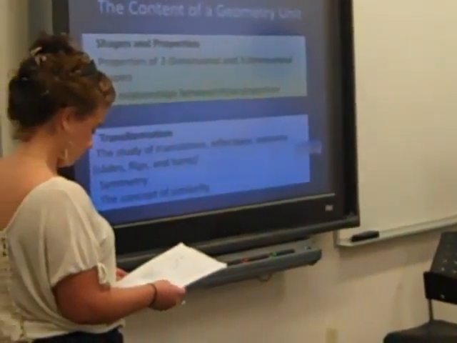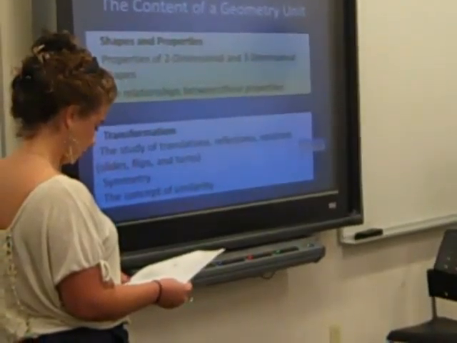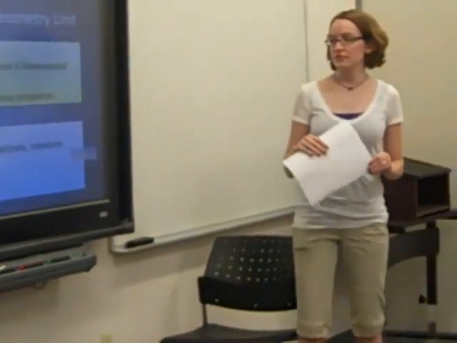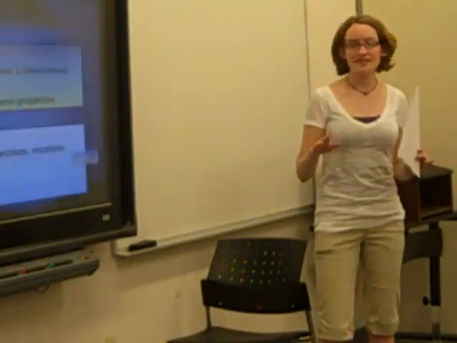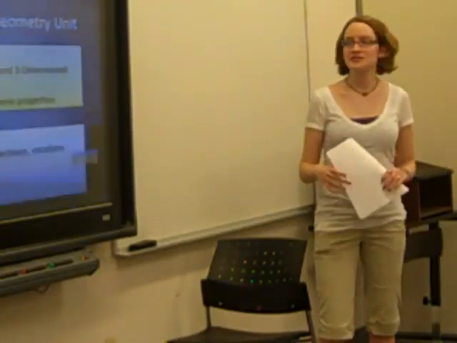So the content for the geometric units is basically broken down into 4 topics. Shapes and properties and transformation are the first 2. Shapes and properties are properties of 2-dimensional and 3-dimensional shapes, and the relationship between these properties, which gets more and more complex, and we'll go into that later with the Van Hiele model. And then transformation, which is the study of translations, reflections, rotations, which is a slide, flip, and turn. And symmetry, and also the more basic concept of similarity, which you do with the younger grades.